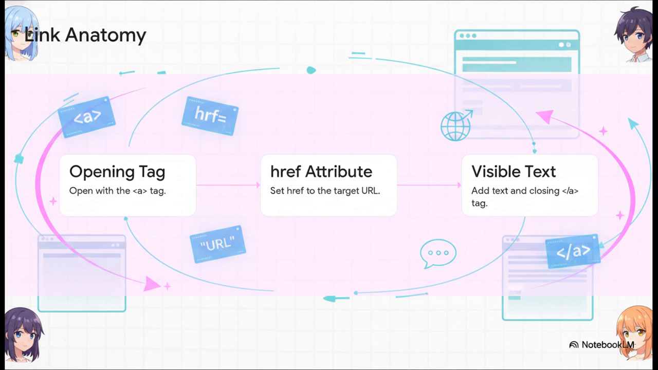Step 2, you need an attribute inside that opening tag called href. That stands for hypertext reference. You just set href equal to your target destination, the URL you want to send the user to, wrapped in quotes. And finally, step 3, write the visible text you actually want the user to click on and close it out with a standard closing A tag. Boom, you've got a link.